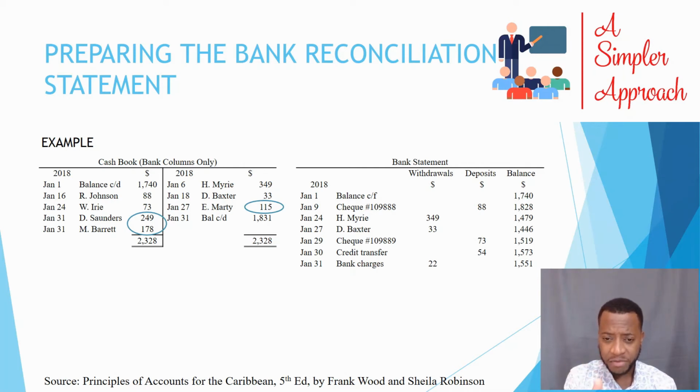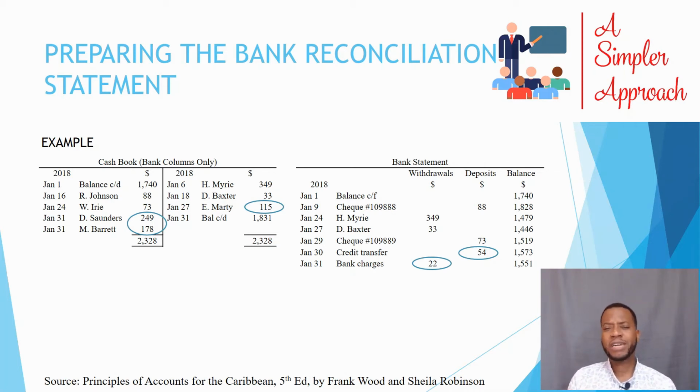What are the items that are on the bank statement that are not in the cash book? 22 and 54. So we have a credit transfer that is in the bank statement but not in the cash book, and bank charges of $22 on the bank statement, not in the cash book. Now when you are doing this type of example, you must do that first. Single out the items that are in the cash book but not in the bank statement, and the items in the bank statement but not in the cash book. Okay? You have to do that first.